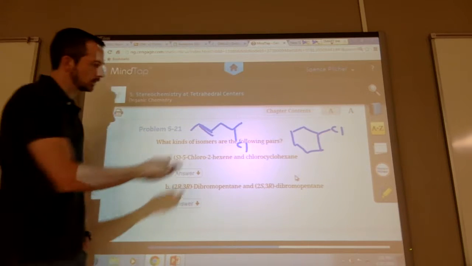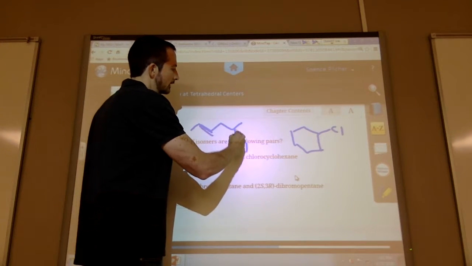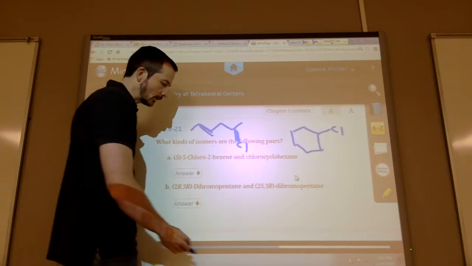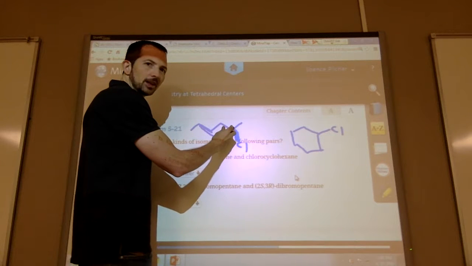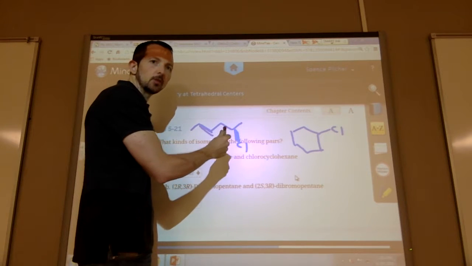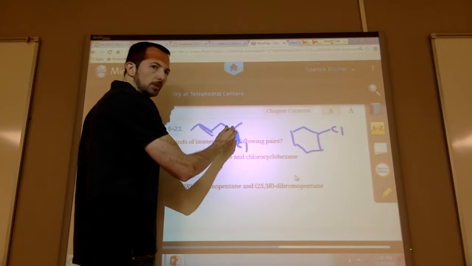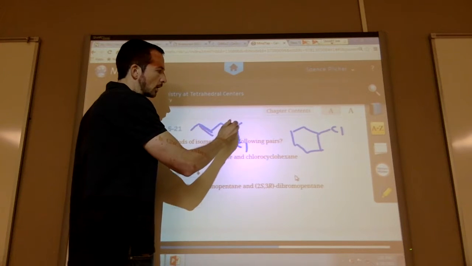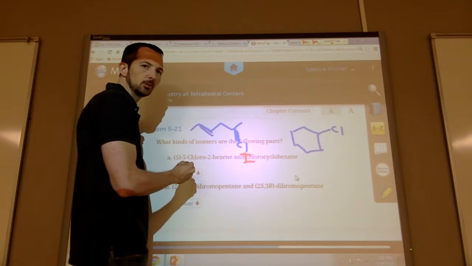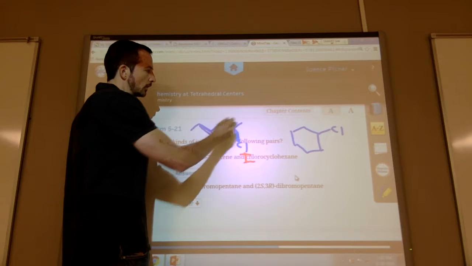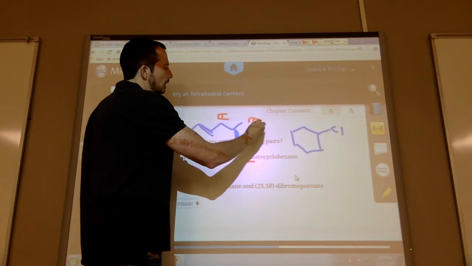So I'll go ahead and make the S one here just to review R and S configuration. So I'm going to make this a dash and see if I drew out the right configuration. So look at what's attached to your chiral center. Your chiral center, remember, is a carbon that has 4 different groups attached to it. So attached to this carbon I have a chlorine, carbon, carbon, then a hydrogen going back. So my chlorine's my highest priority. Next I have another carbon, no other carbons here. So this would be 2, this would be 3.